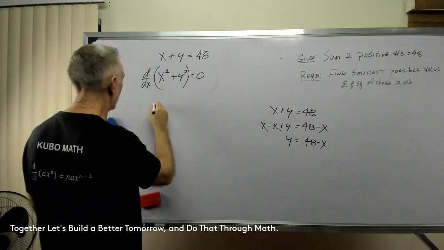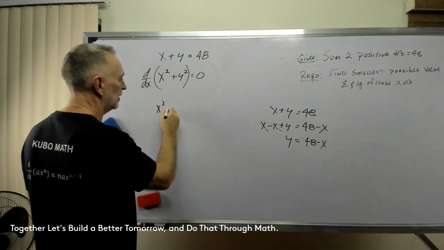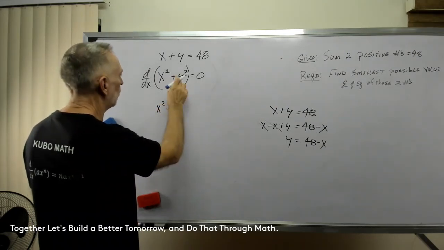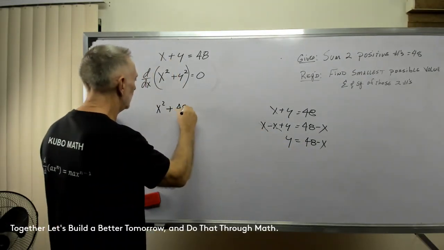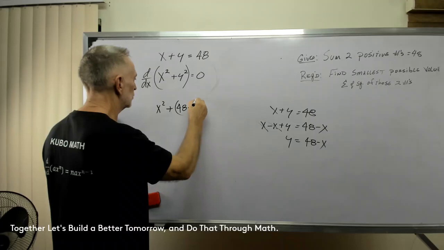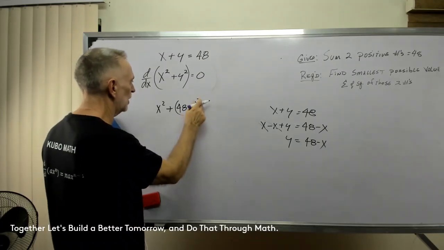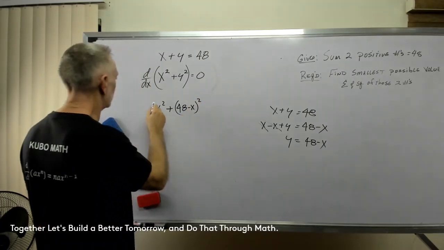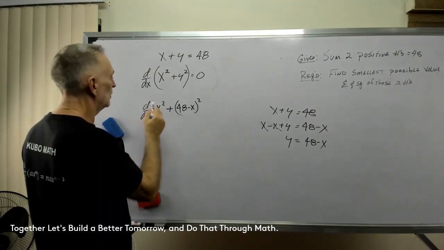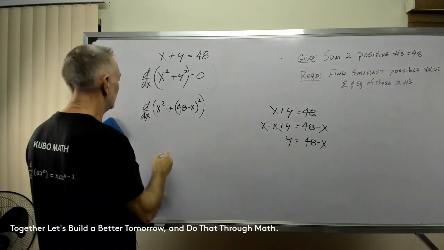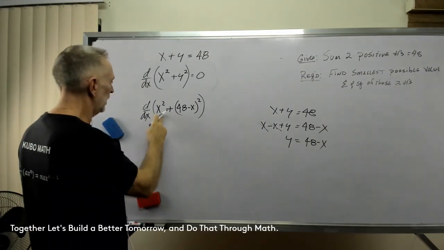So now we have x squared plus y squared, but y is 48 minus x, squared. So that's my y squared. Okay, and I'm going to take the derivative of that with respect to x.